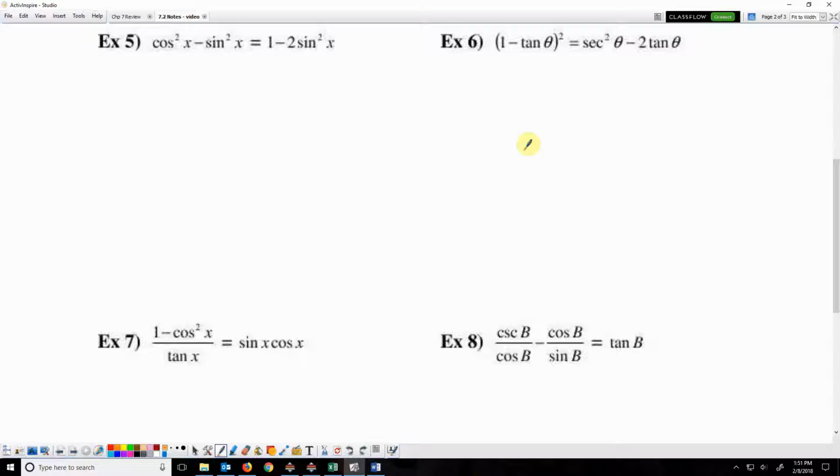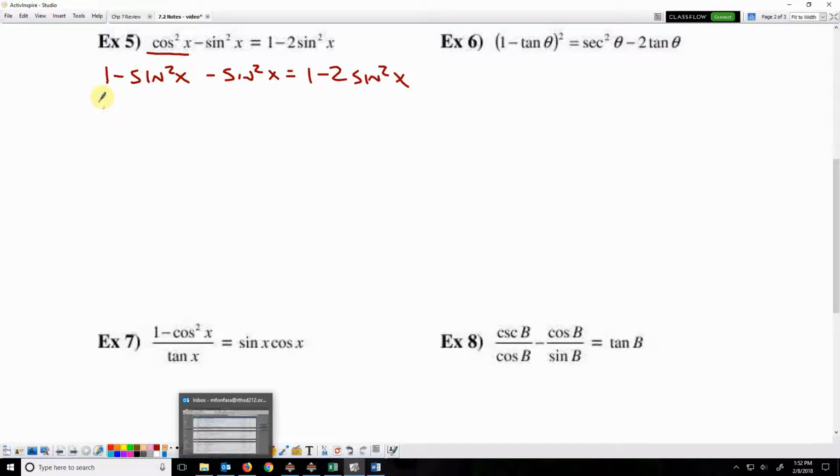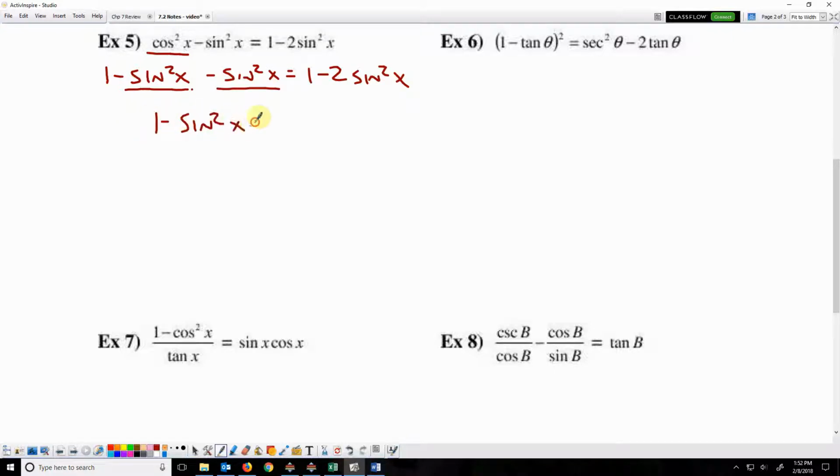One way would be that we could replace cosine squared with 1 minus sine squared. That's one of our Pythagorean identities. We still have this minus sine squared x equals 1 minus 2 sine squared x. Over here I've got a minus sine squared x and another minus sine squared x. Those are like terms, so 1 minus sine squared x minus sine squared x equals 1 minus 2 sine squared x.